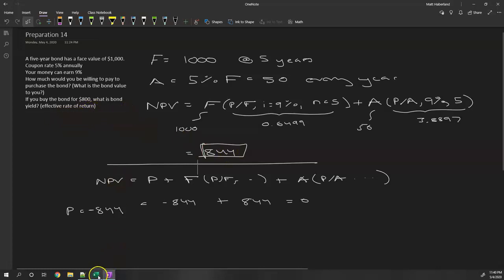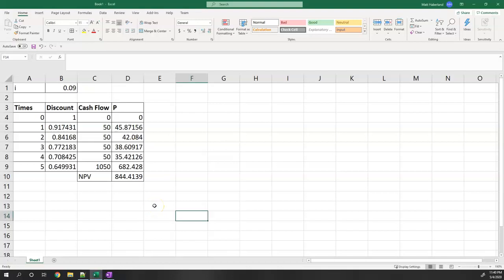And for that, we'll turn to a spreadsheet. So here's my spreadsheet. I've got 9% interest, and here are my columns. As usual, I've got times 0 through 5. My discount factors I've calculated according to the usual present given future amount discount factor. Our cash flows are $50 every year, including the last year, and we have an additional $1,000 at the very end there. And we're assuming at this point that we're not buying the bond. We're asking how much we should be willing to pay for the bond.